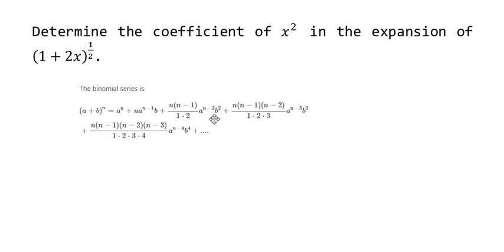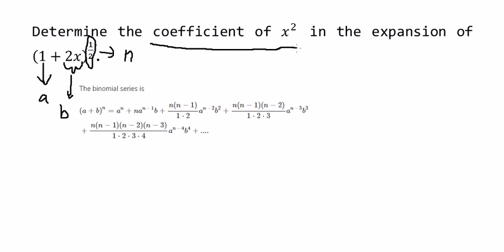The formula of binomial series in this situation, we put about (a + b) to the power of n. So a should be number 1, and b should be 2x, and 1/2 should be n. The question they asked, we need to find the coefficient of x squared. So in this situation, we need to concentrate on this one in here.